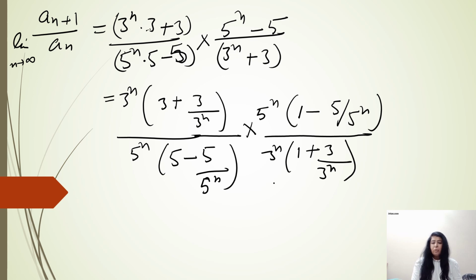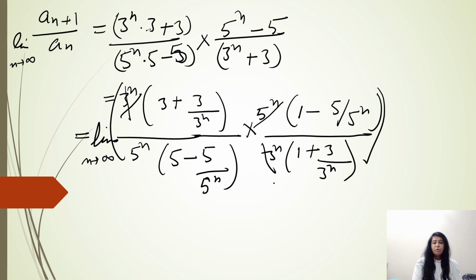So this is equal to limit where n approaches to infinity. Now you can see that 3 raised to power n from the numerator and 3 raised to power n from the denominator get cancelled out. 5 raised to power n, 5 raised to power n, also get cancelled out. And when you take n as infinity, then you will get 3 by infinity, which is 0. So this term will contribute as 0, this term will contribute as 0, this term will contribute as 0, and this term will contribute as 0.